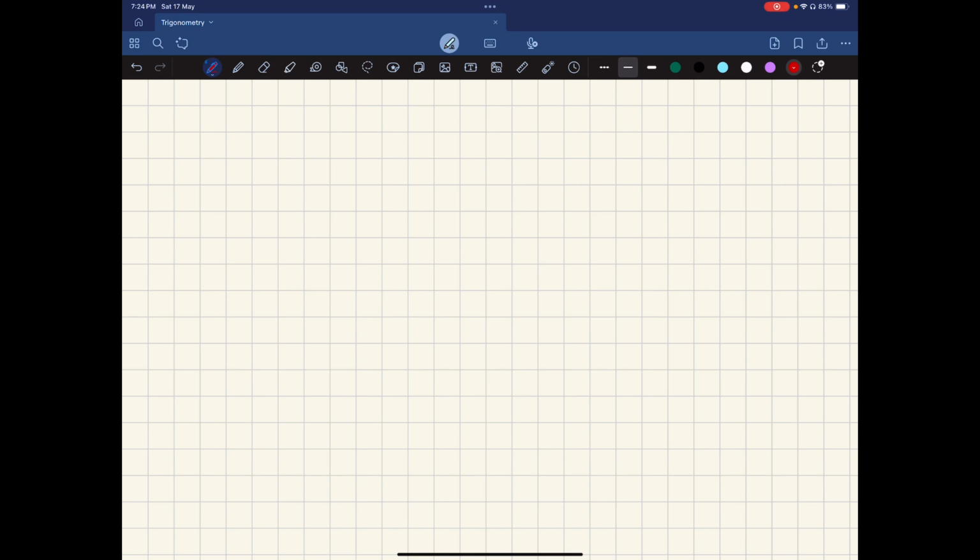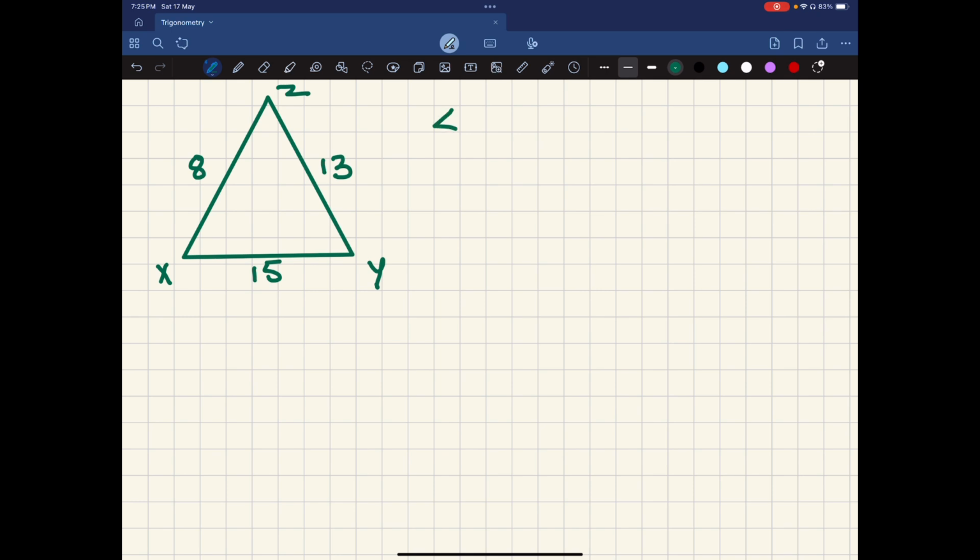Okay, let's do another quick example of cosine rule. Okay, so let's say this is x, this is y, and this is z. This is 8 centimeters, this is 13 centimeters, and this is 15 centimeters. Okay, so all three sides are given, and the question asks us to find angle x.